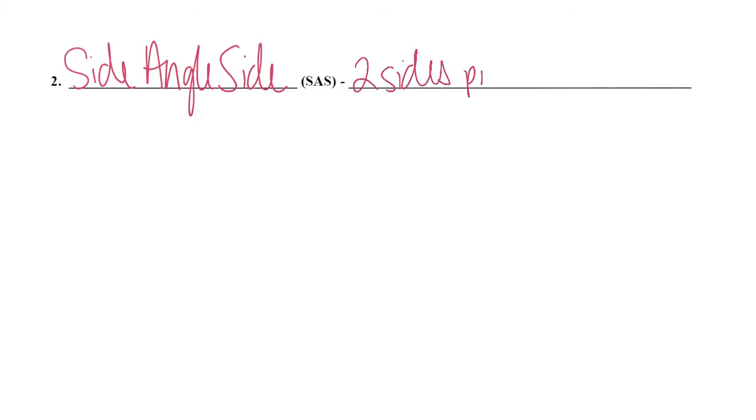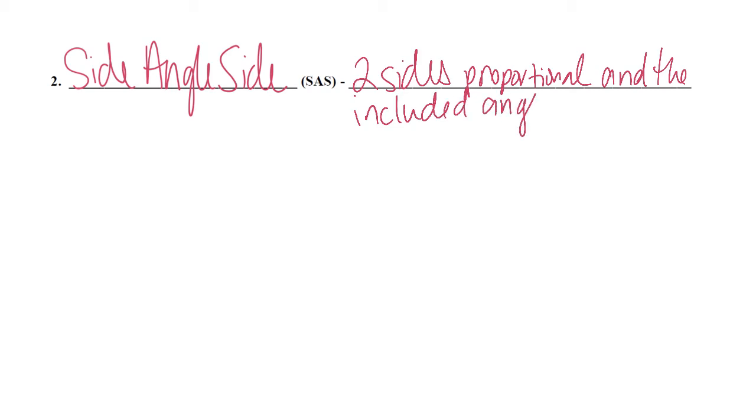Okay, our next one is side angle side, or SAS, as some like to call it. I say that's a sassy triangle. Side angle side means that we have two sides proportional and the included angle congruent, which means the angle between the two sides.